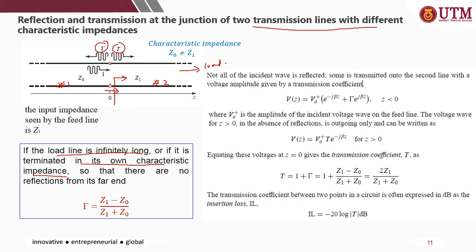So in this case, it is the second line characteristic impedance minus the first line characteristic impedance, right? Since we don't know the position of the load, we assume that there's no reflection from its far end. Okay, so this is the first transmission line, and then the signal goes into the second transmission line.